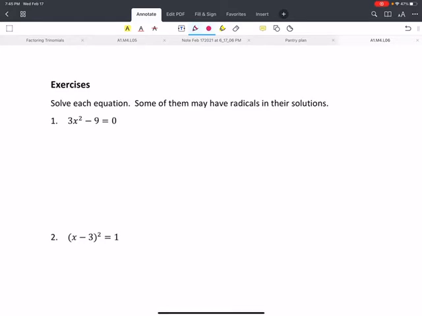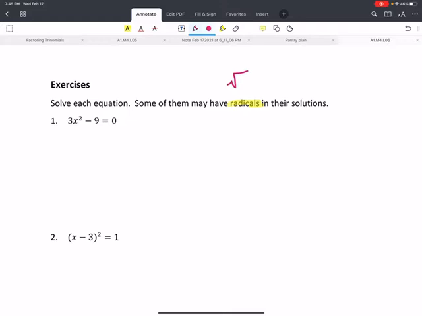Okay, it says solve each equation. Some of them may have radicals in their solution. Because when you think radicals, you need to think something under a square root. Okay, this builds on a little bit what you did yesterday. So you see these are already set equal to 0, and we're solving for x here.